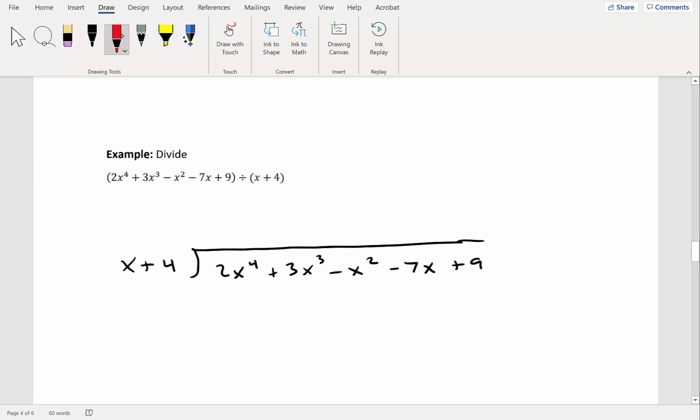So first, I have to figure out what do I have to multiply x by to get 2x to the 4th. I have to multiply by 2x cubed. And notice the 2x cubed, I put it above the 3x cubed. Now let's go ahead and multiply. So I'm multiplying 2x cubed with this whole x plus 4. So 2x cubed times x plus 4, I get 2x to the 4th plus 8x cubed.